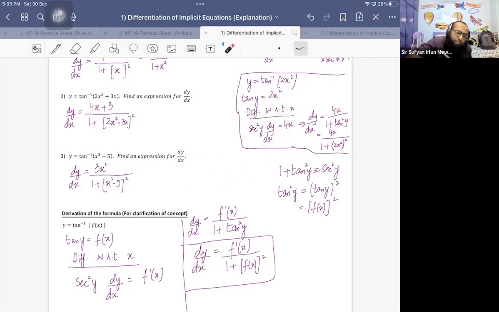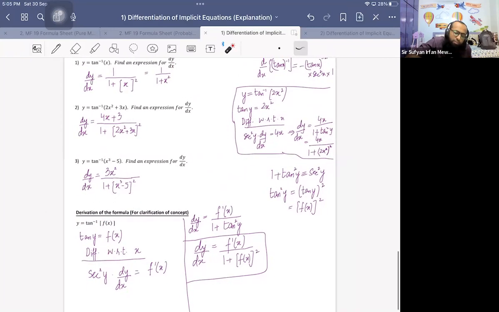Then if we make dy by dx the subject and shift sec squared y to that side, it will become 1 plus tan squared y. So it will become 4x upon 1 plus tan squared y. Then we know that tan y is 2x squared, so tan squared y is 2x squared whole squared. So it's 4x upon 1 plus 2x squared whole squared. This is how we have been able to obtain the gradient function in terms of x purely. The ultimate objective was to obtain dy by dx in terms of x only, and that we have achieved, alhamdulillah, using the entire derivation process.